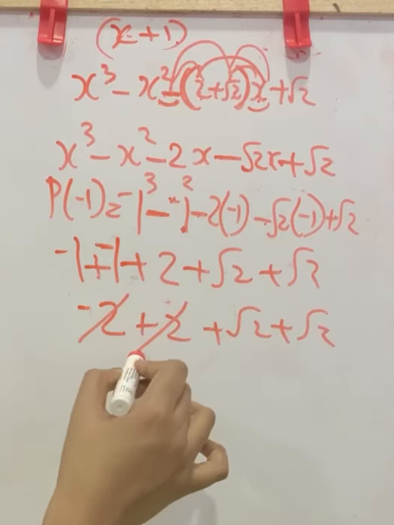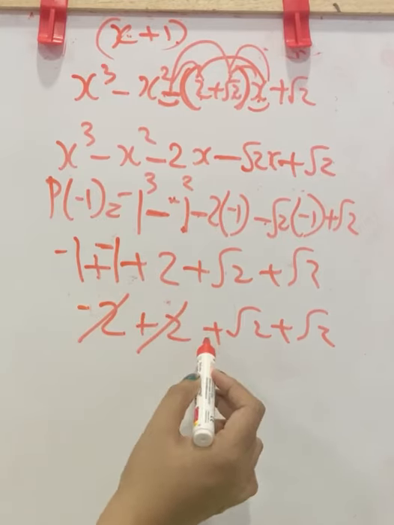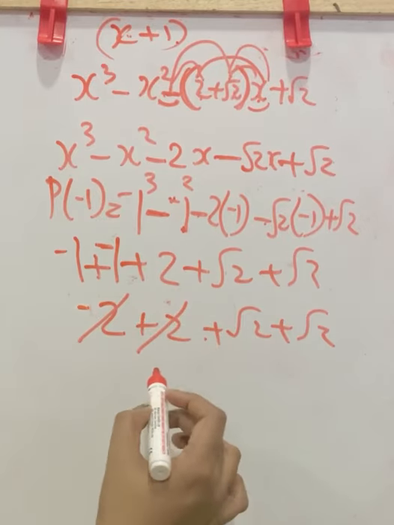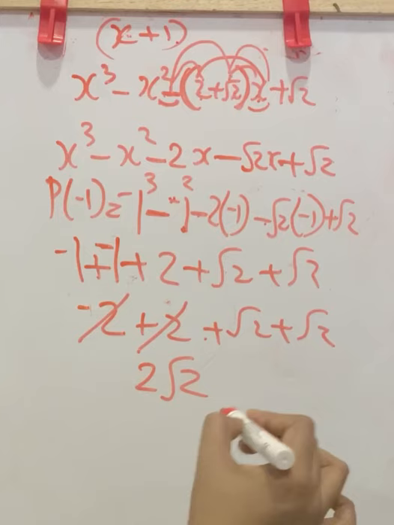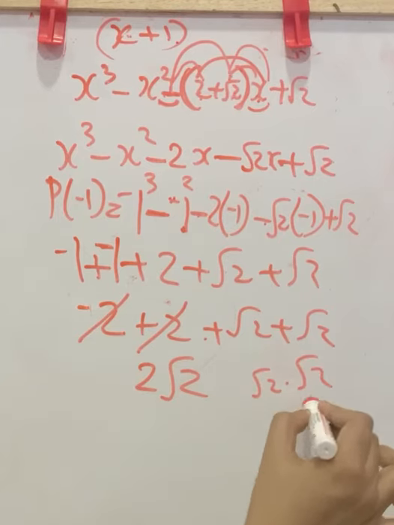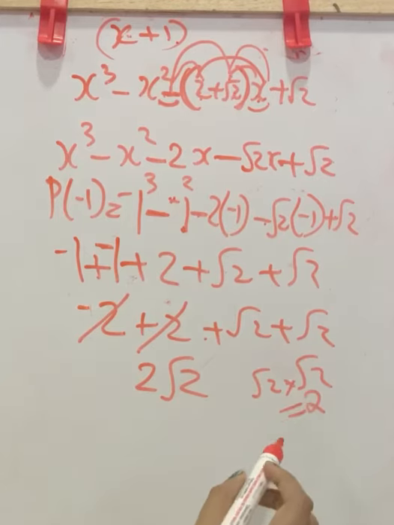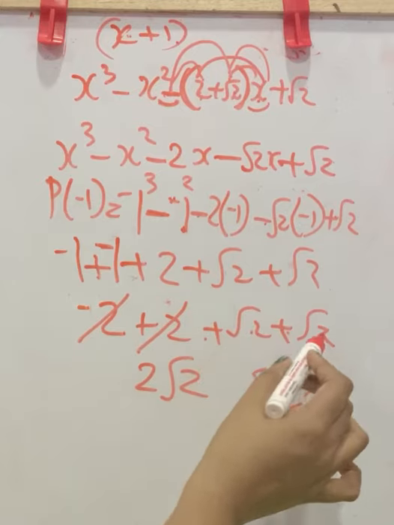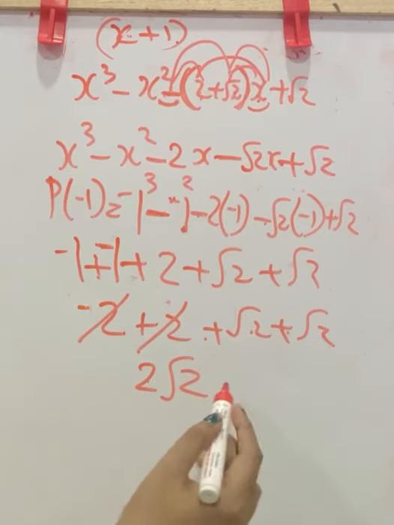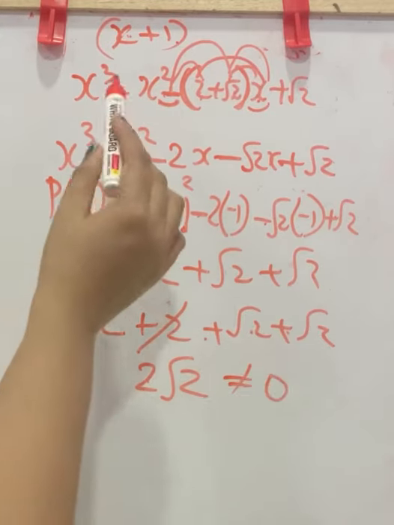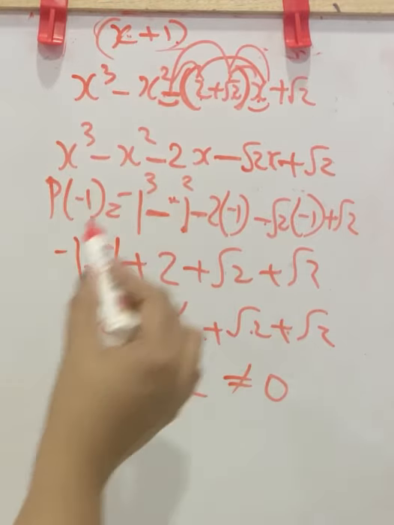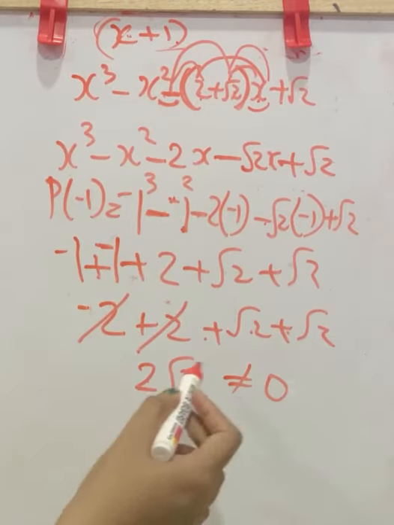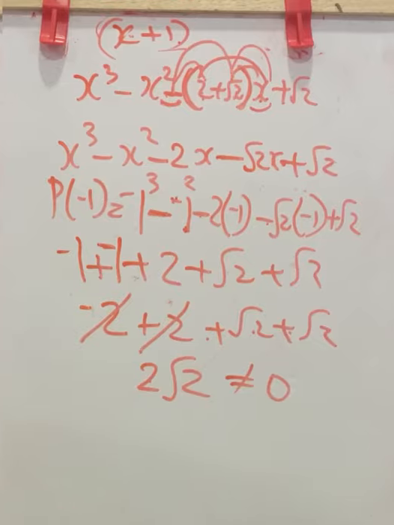Minus 2 and plus 2 cancel because both are additive inverses. Root 2 plus root 2 is 2 root 2. Root 2 into root 2, the answer is 2. Here it is a product, here it is adding root 2 plus root 2, 2 root 2. 2 root 2 is the answer and it is not equal to 0. So we can say this is not a factor of this polynomial. If it was a factor, we would get the result as 0.